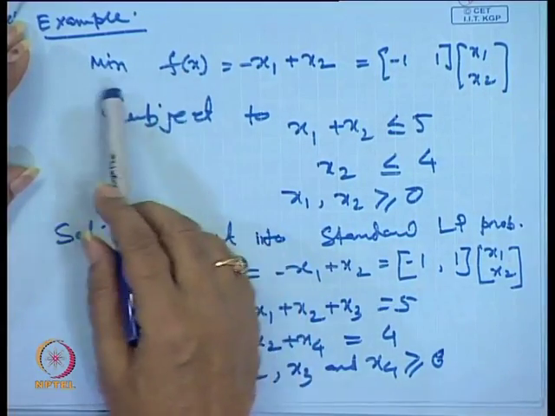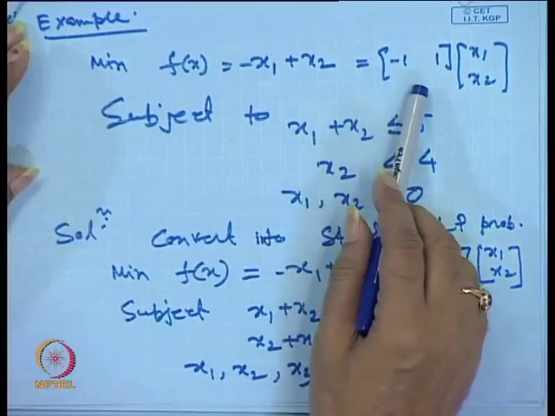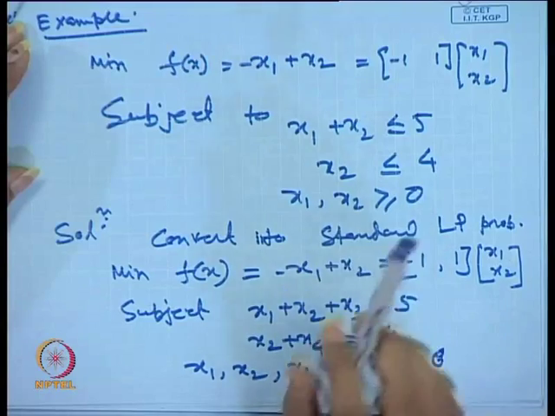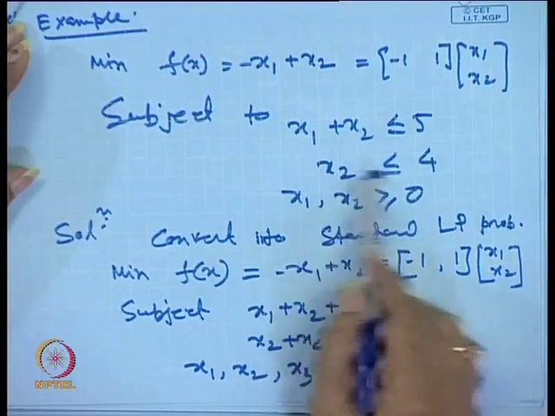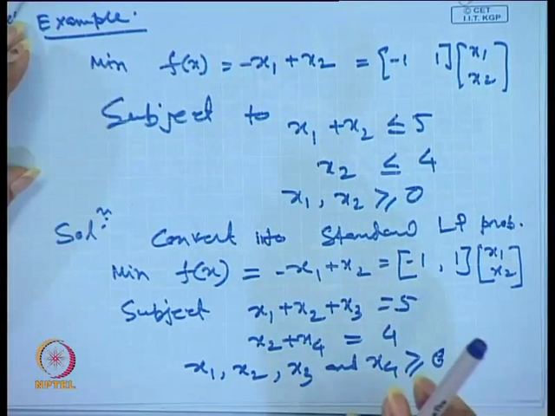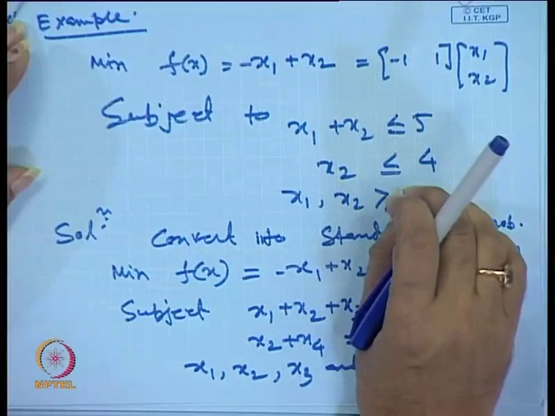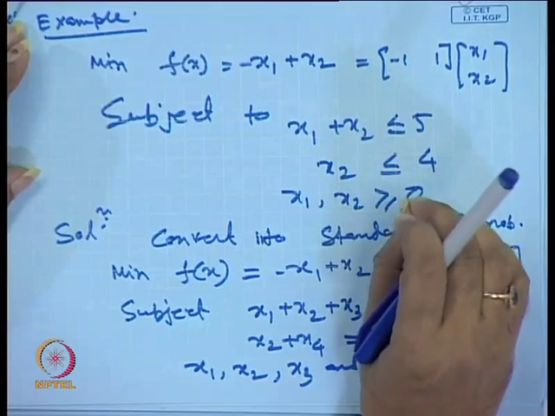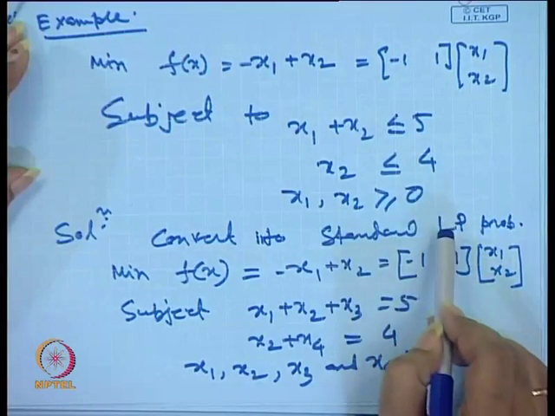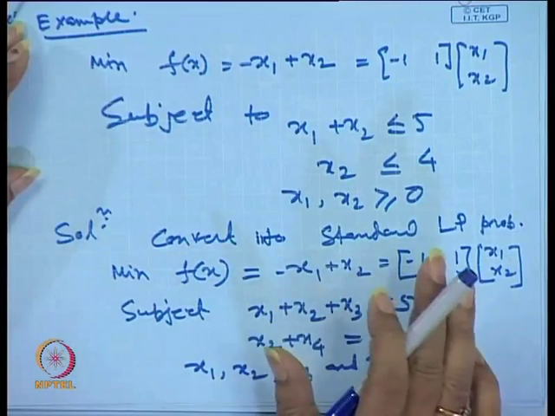This is the function we have been given, which is a linear function subject to some linear constraints. This is the constraint, this is the constraint, and x1 and x2 are greater than or equal to 0. So, if you want to solve this problem by using the interior point method, the first step is to convert this LP problem into a standard LP problem.